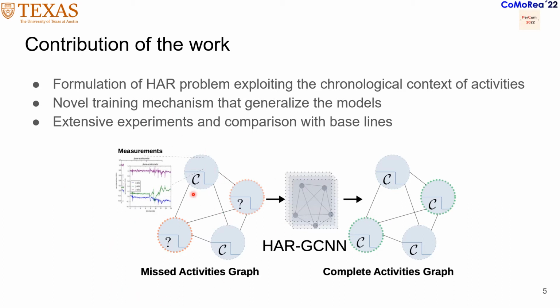So basically we have a graph of some kind of activities and measurements, and we have known ones and unknown ones, and then we use HAR-GCNN to process this graph. So once we process it, we are able to predict the unknown ones, as we can see the green nodes here, which were previously unknown in the orange ones.